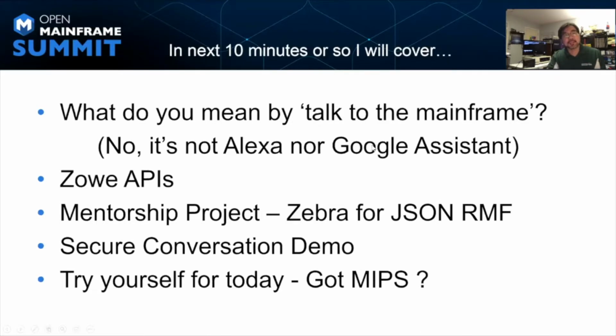Next 10 minutes or so, I'll talk about the following topics. First, I want to show you what it means to talk to the mainframe. You might have guessed it's a voice assistant, but it's not Alexa or Google devices. Second, I want to share some of the open source APIs available for Zowe, including ongoing projects like Zebra under the OMP mentorship program. I'll do some quasi-live demo because this is recorded, and share some of the things that you can try yourself for free as well.